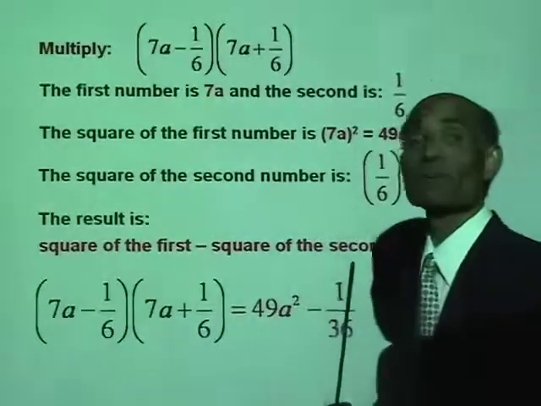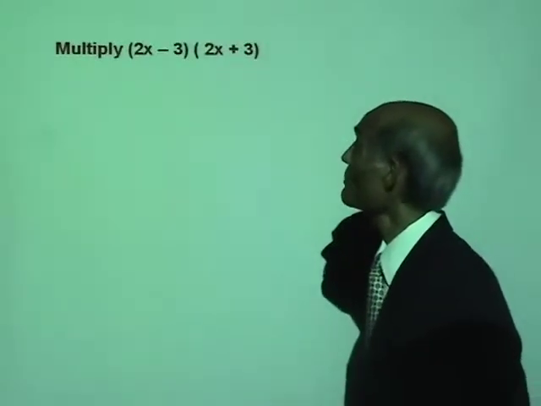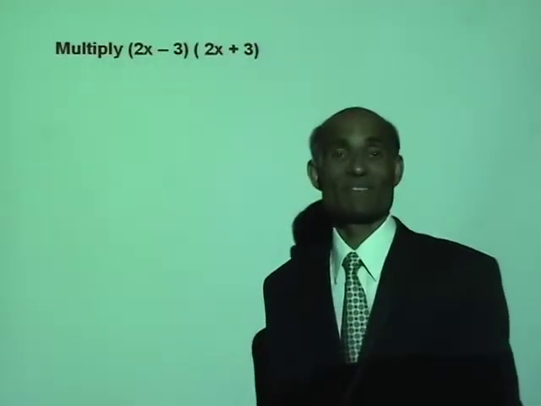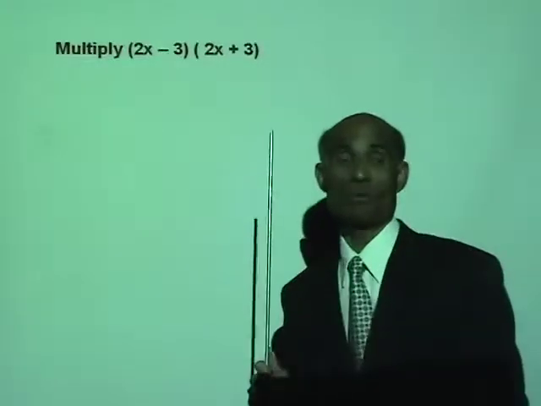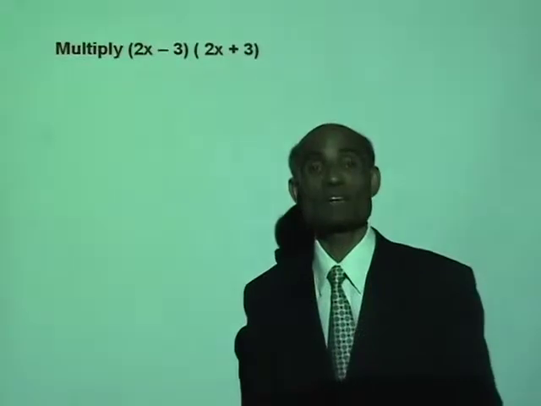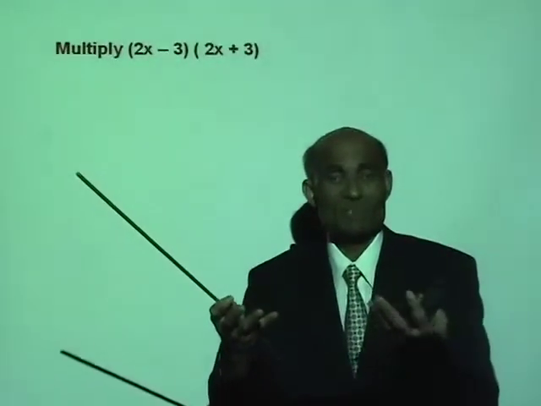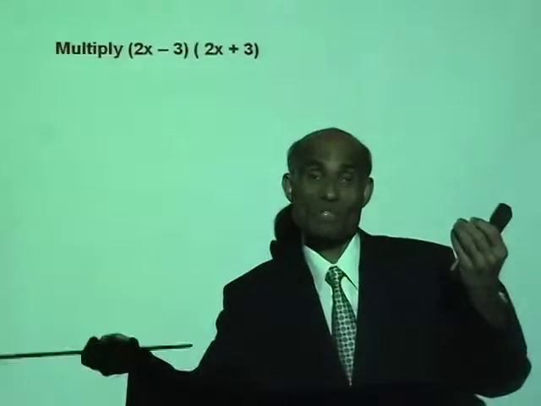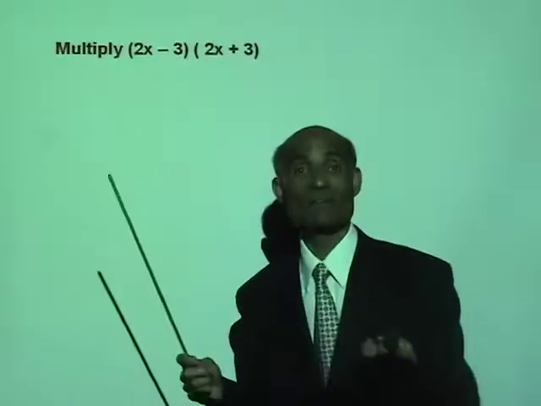Okay. Another one. Multiply 2x minus 3 times 2x plus 3. Alright, you can turn the video off and do this on your own. 2x minus 3 times 2x plus 3. The answer can come out of you just like that. Is that right? The square of the first is 4x squared. The square of the second is 9. It will be 4x squared minus 9.